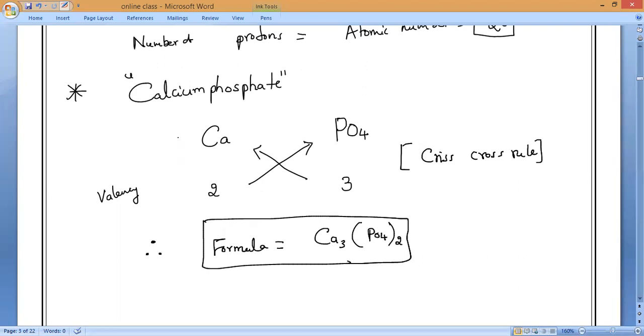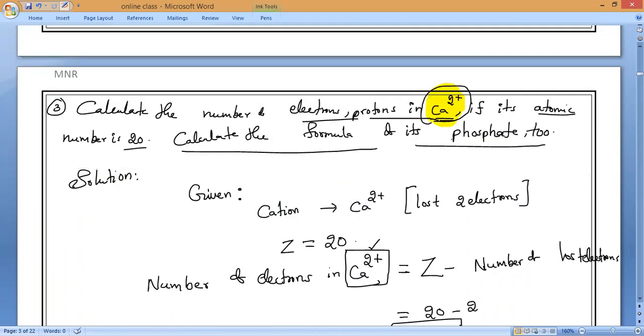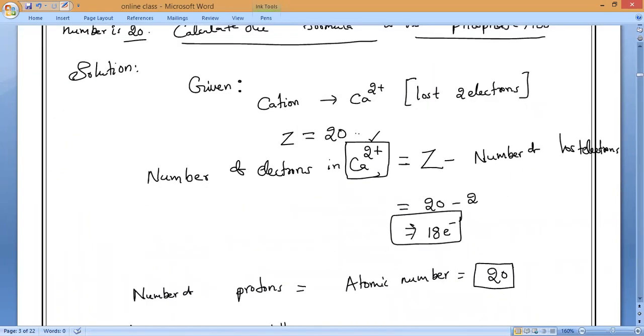Any doubt, anybody can ask. This is the question. Complete it. So this is how we have to solve. After this, we'll write one note also. After that only we'll go to the next concept. Write it fast. Any doubt in this question you can ask.